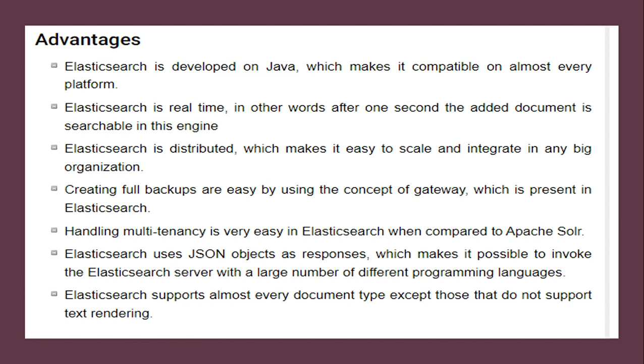Now, what are the advantages of Elasticsearch? Elasticsearch is developed on Java, which makes it compatible with almost every platform. Elasticsearch is real time. In other words, after 1 second, the added document is searchable in this engine. Elasticsearch is distributed, which makes it easy to scale and integrate in any big organization. Creating a full backup is easy by using the concept of gateway, which is present in Elasticsearch. Handling multi-tenancy is very easy in Elasticsearch when compared to Apache Solr. Elasticsearch uses JSON objects as responses, which makes it possible to invoke the Elasticsearch server with a large number of different programming languages. Elasticsearch supports almost every document type except those that do not support text rendering.